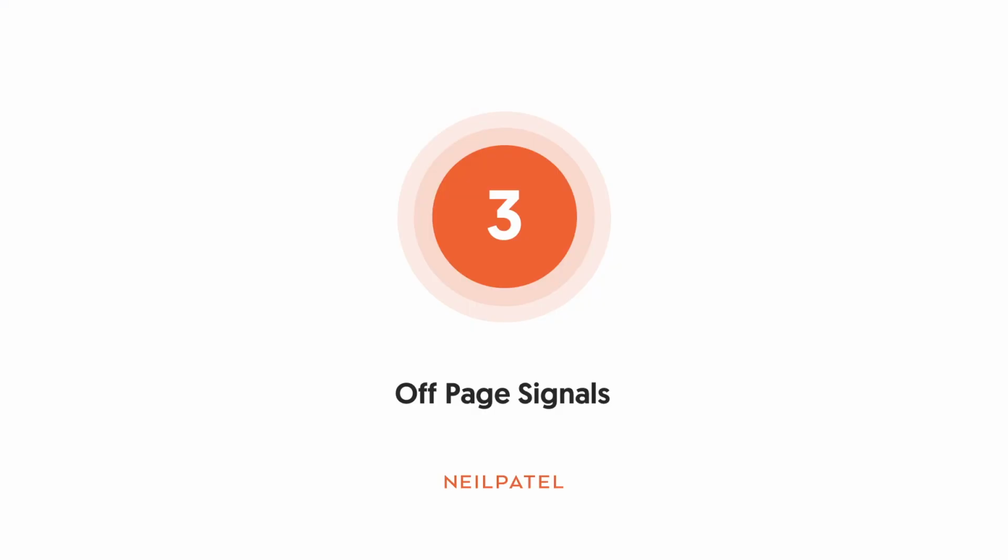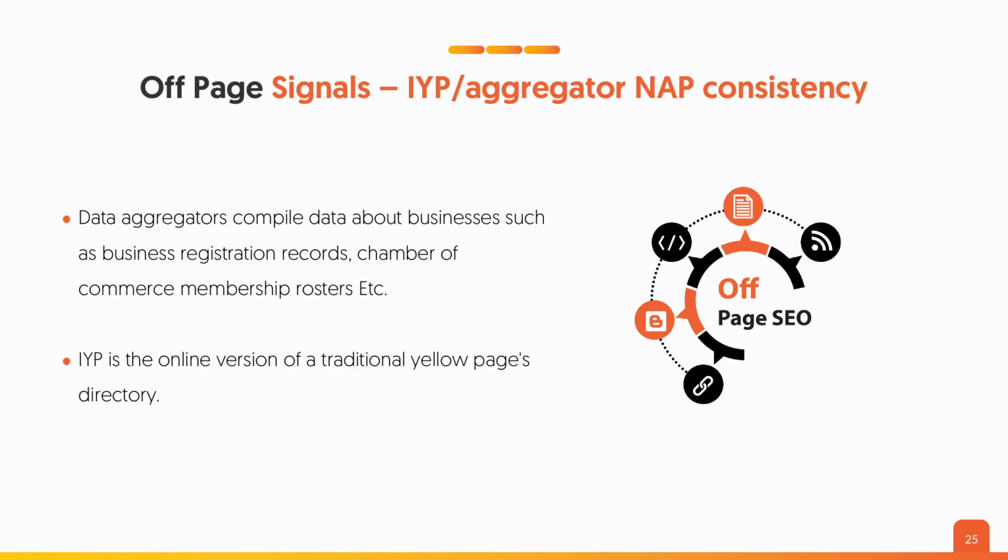So now let's dive into some off-page signals. So some of them are IYP or aggregator and name, address, phone number consistency. So data aggregators compile data about each business, such as registration records, chamber of commerce, etc. Having all this, making it available, making sure that people know that you guys are a stand-up business and you guys have renewed your incorporation or whatever your business address is or your lease. This is all good. IYP is an online version of traditional Yellow Pages directory, which is very popular.